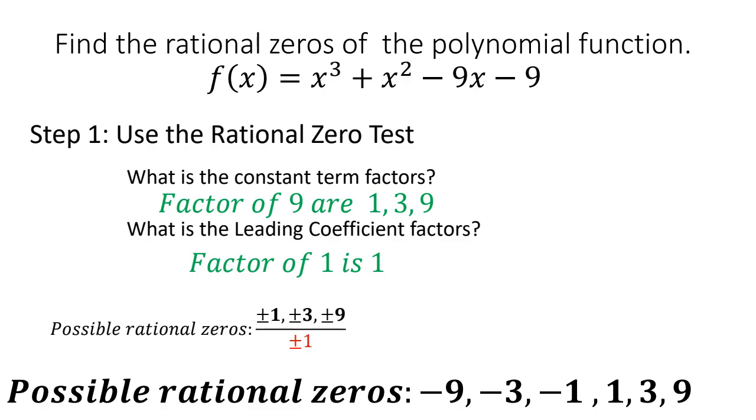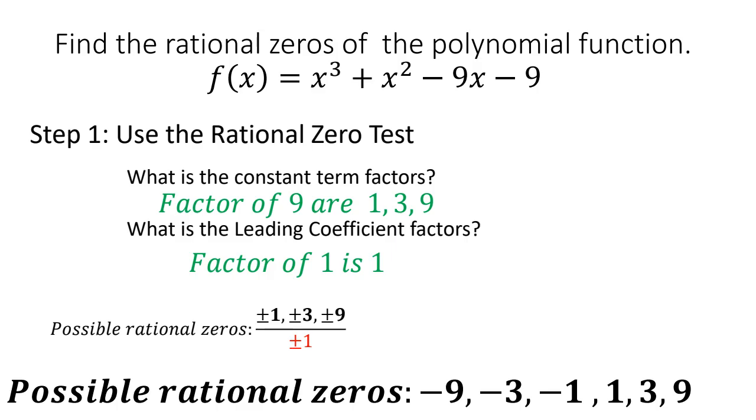And again, this is a test. It doesn't mean that it's going to give me all of the zeros or any of them. It's just a test, just for us to condense our random pool, right? So we have negative 9, negative 3, negative 1, 1, 3, and 9. So these are possible zeros. Now I know that this function should have at most three zeros because it's a cubic function. At most it should have three zeros, at minimum at least one. Okay, so it could be any of these.